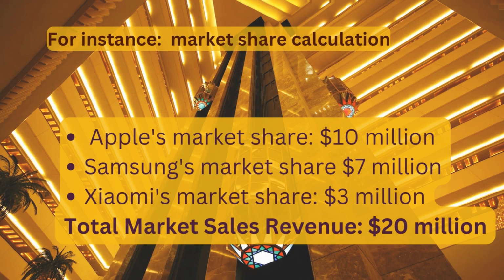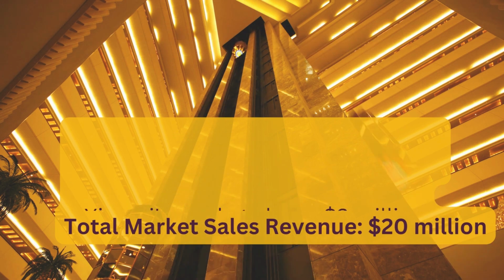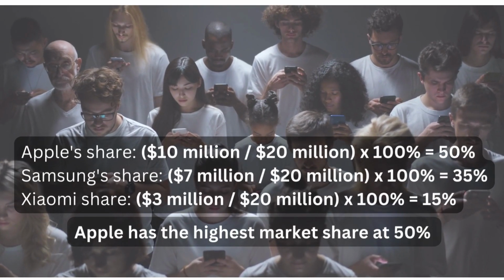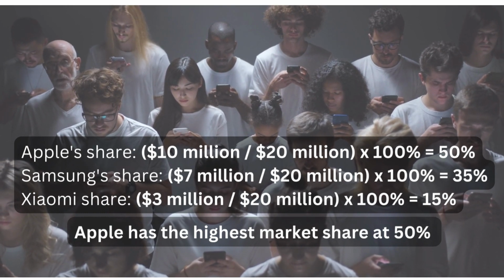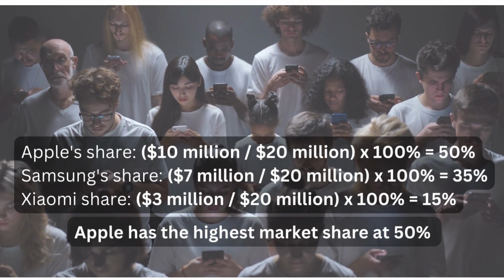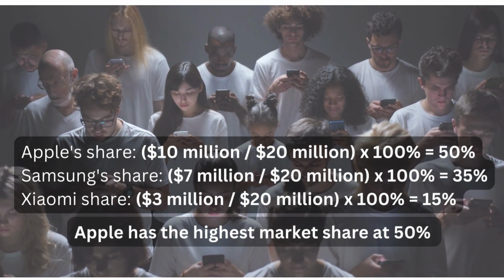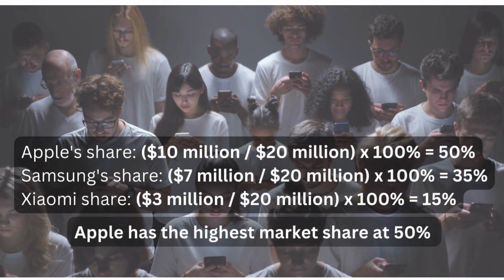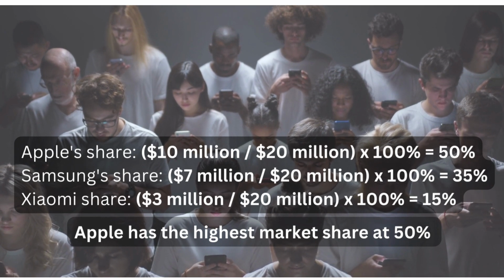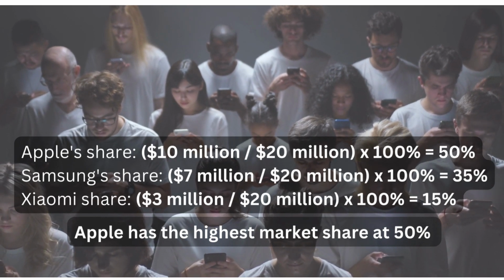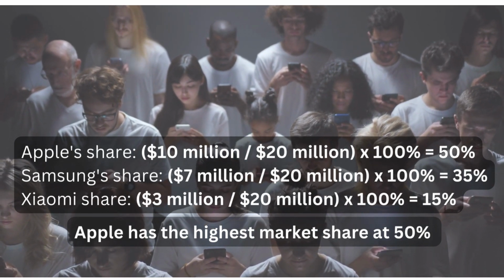Now, when looking at the numbers, you can easily tell that Apple has the largest market share, but we cannot tell how much of the industry it holds, and it should be demonstrated in the form of percentage. In order to find the percentages, the revenue of each company is divided by the industry total, and the obtained decimal values are multiplied by 100, which gives us 50% for Apple, 35% for Samsung, and 15% for Xiaomi.